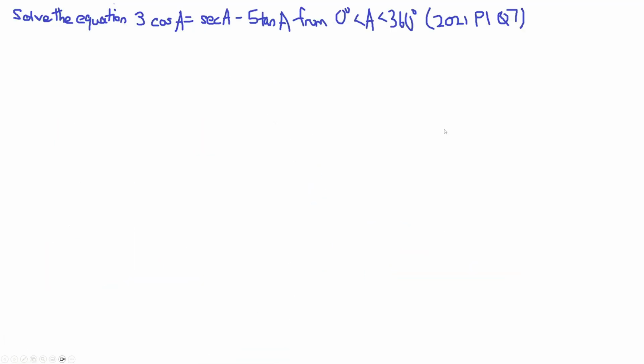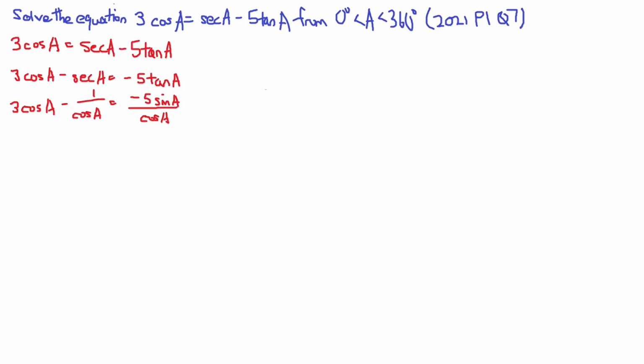Hi guys, today we will be covering a question from A-Math about Trigo equations. This question comes from O-Levels 2021 Paper 1 Question 7. It asks us to solve the equation 3 cosine A equals secant A minus 5 tangent A.